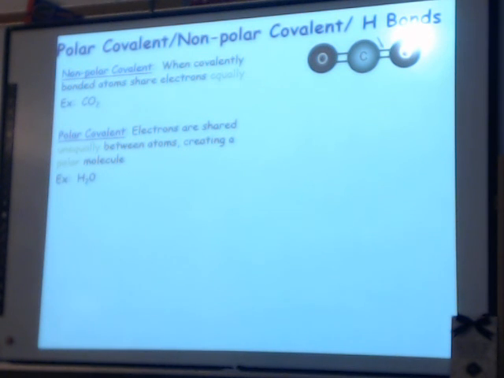So polar bonds share unequally. They're not sharing the bonds equally. Carbon dioxide shares it equally. Water does not, so it's unequal. What is it? Methane. Yeah, that's what methane is.